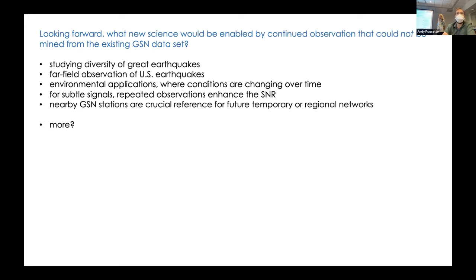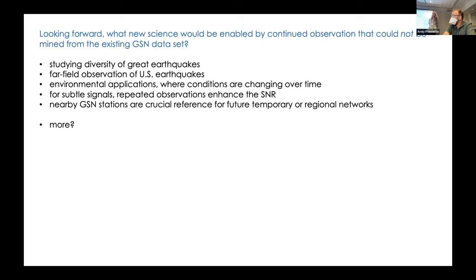Yeah, actually, that's the same thing. Very much. One of those additional sensors that we haven't talked about is maybe a gravimeter. So there's a comment from Friedrich Simons about looking at adding gravimetric sensors to GSN stations for tidal investigations.